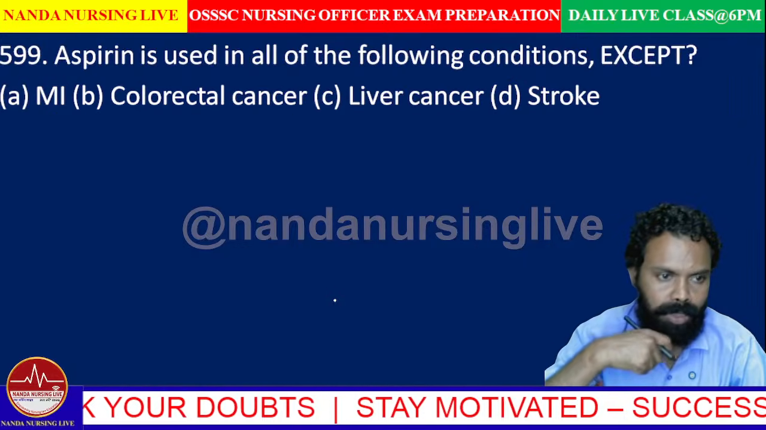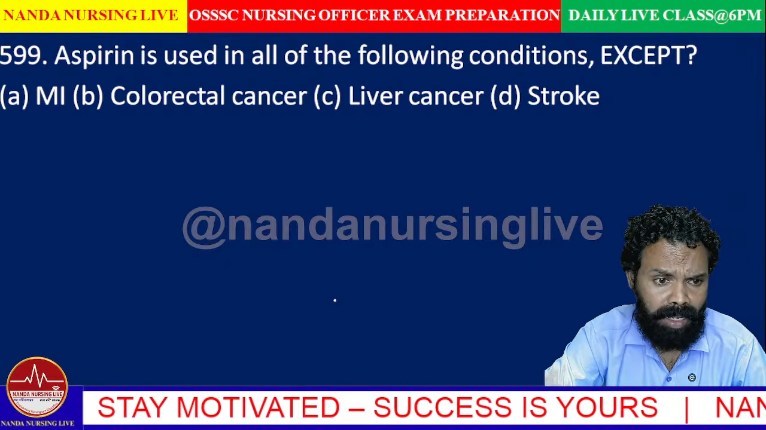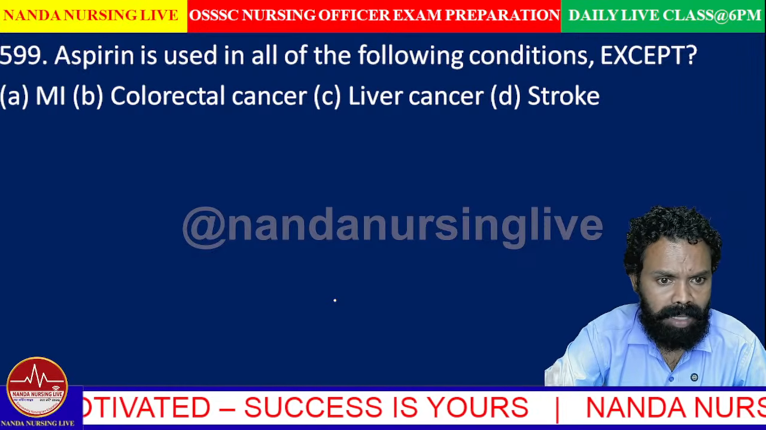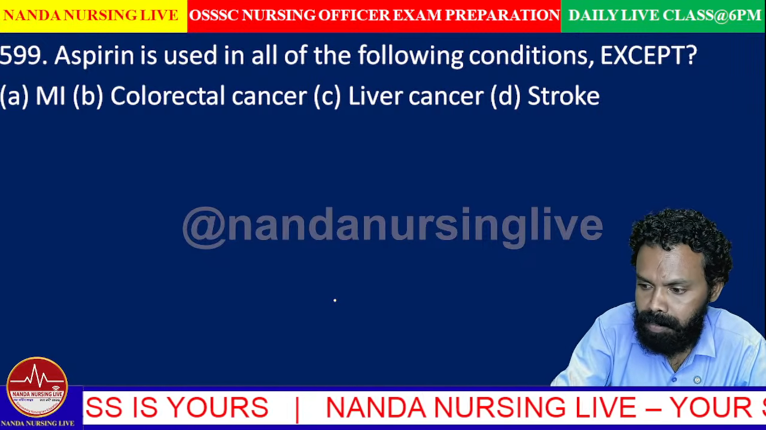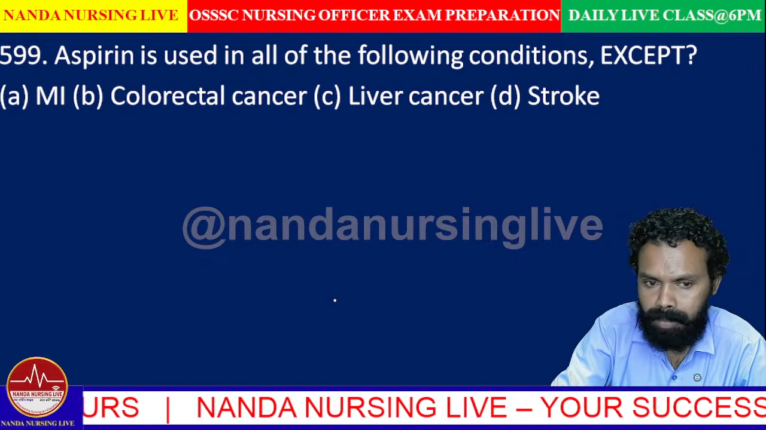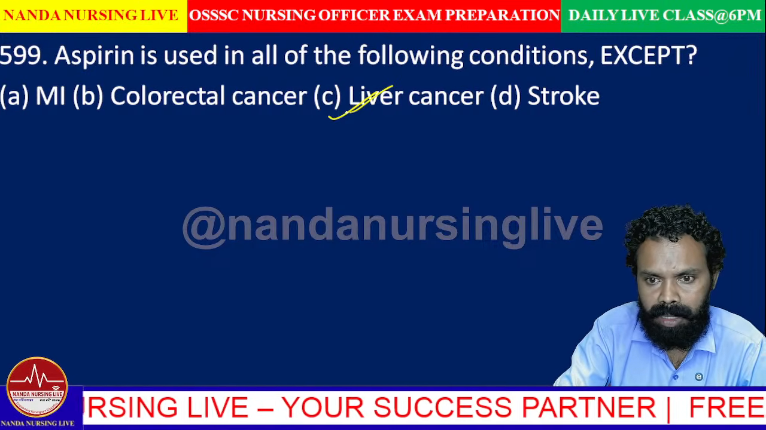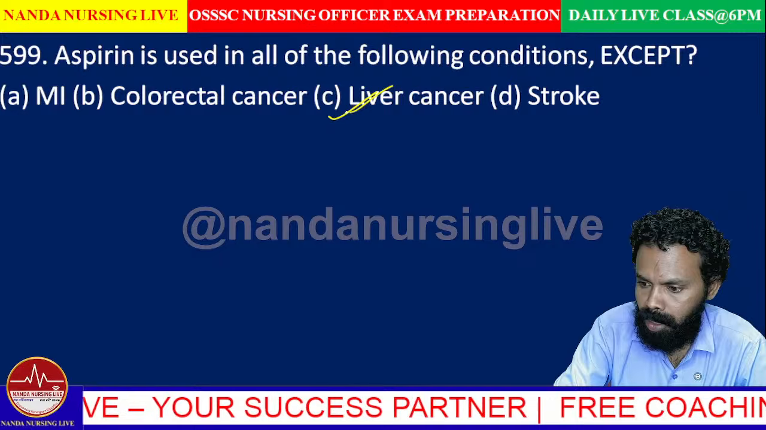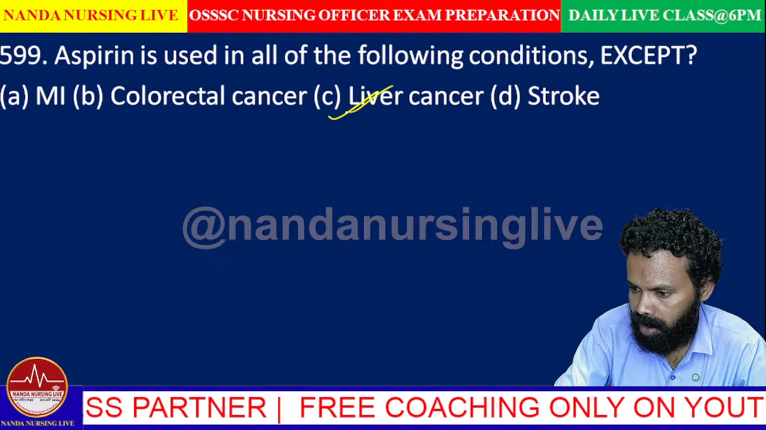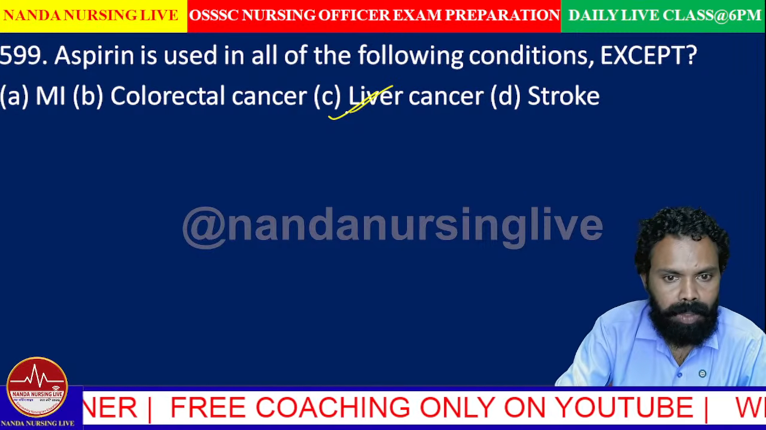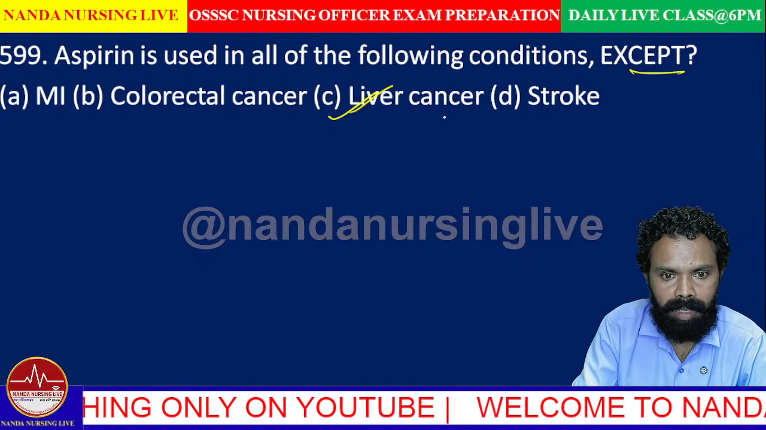Next question number 599: aspirin is used in all of the following conditions except. Option A, myocardial infarction. Option B, colorectal cancer. Option C, liver cancer. Option D, stroke. So which option is the correct answer, beta? The correct answer is option C, beta. The main reason aspirin is not given to a liver cancer patient is that the liver is already impaired, there is liver disease, right?